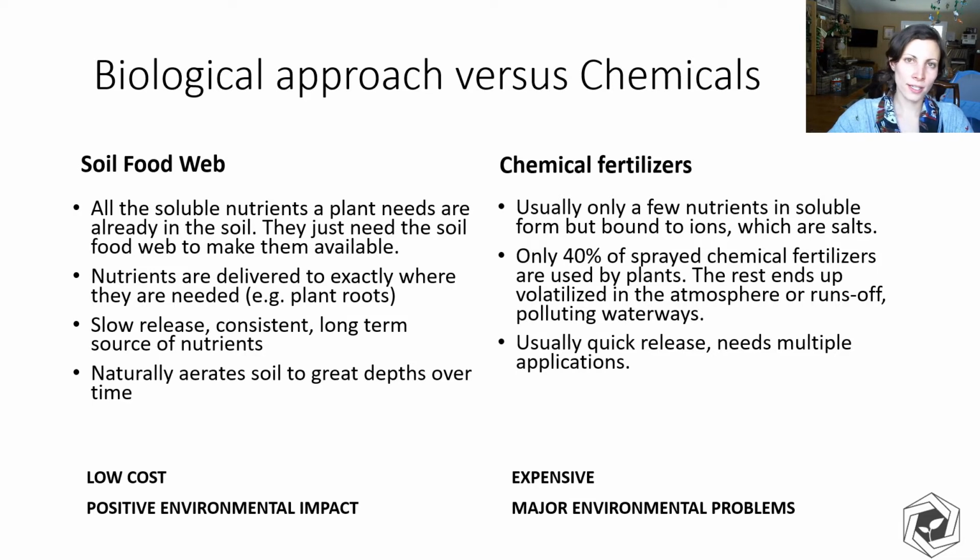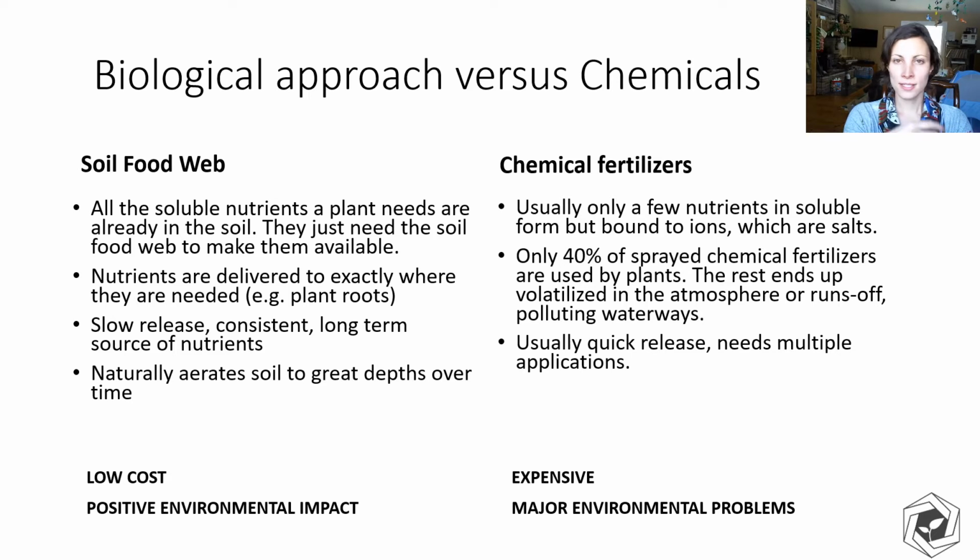So just to explore more the biological approach of restoring soils using the soil food web, or I shouldn't even say restoring, just growing plants using the Soil Food Web, or growing plants using chemical fertilizers. For the Soil Food Web, all the nutrients that a plant needs are in the soil. Mother Nature designed it this way. That's why the earth is happy and thrives without human interference, as long as we're growing what's meant to be grown in that soil. But they just need the Soil Food Web to be there to make those nutrients available. And then the Soil Food Web delivers the nutrients to exactly where they're needed, the plant roots.